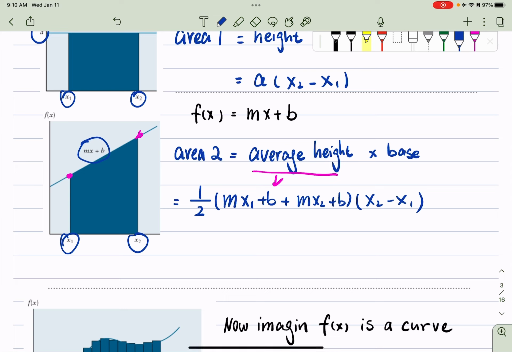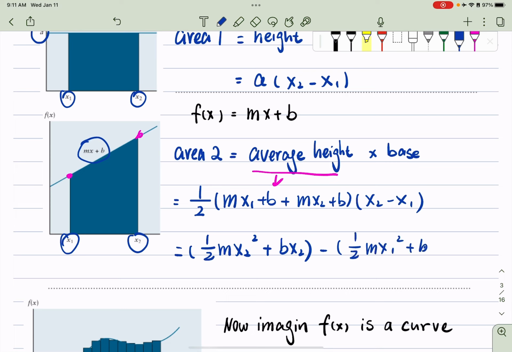And then we write it out. We have 1/2 m x2 squared plus b x2, minus 1/2 m x1 squared plus b x1. Still not too complicated, a little bit more complicated than what we talked about before. So when you have a linear relationship, you're talking about the average height times the base.